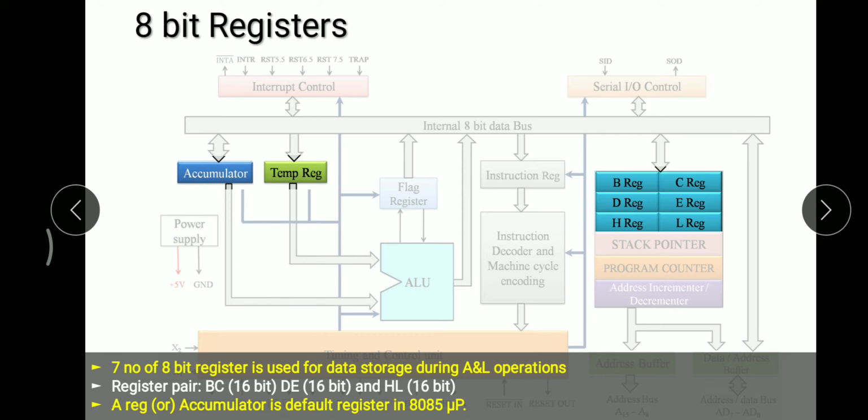We can also access these as register pairs, I mean 16-bit register pairs: BC, DE, HL. So you can use these registers as register pairs. If you want to store a 16-bit number, 16-bit data, it is possible by using this BC pair. So these are the registers. This is for the purpose of internal usage. If you want to perform any arithmetic or logical operations, you need a storage space, that is these registers.